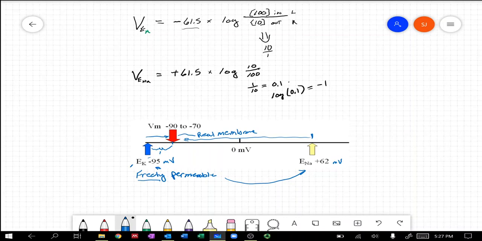There must be lots and lots of leak channels for potassium in that membrane that we're recording from, just because the equilibrium potential is so close to the actual recorded value. And you can also conclude from that that there are very few leak channels for sodium, right? Hardly any at all, because we're so far away.